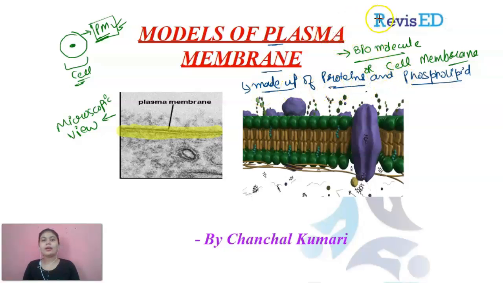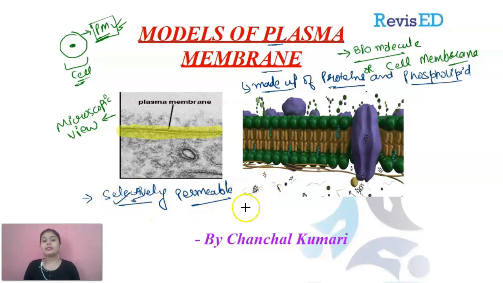Now the next thing is that our plasma membrane has a special property: it is a selectively permeable membrane. Why is it so? Because it allows only selective substances to enter the cell, for example, water soluble molecules or fat soluble molecules. So the selectively permeable membrane allows only water soluble and fat soluble molecules.